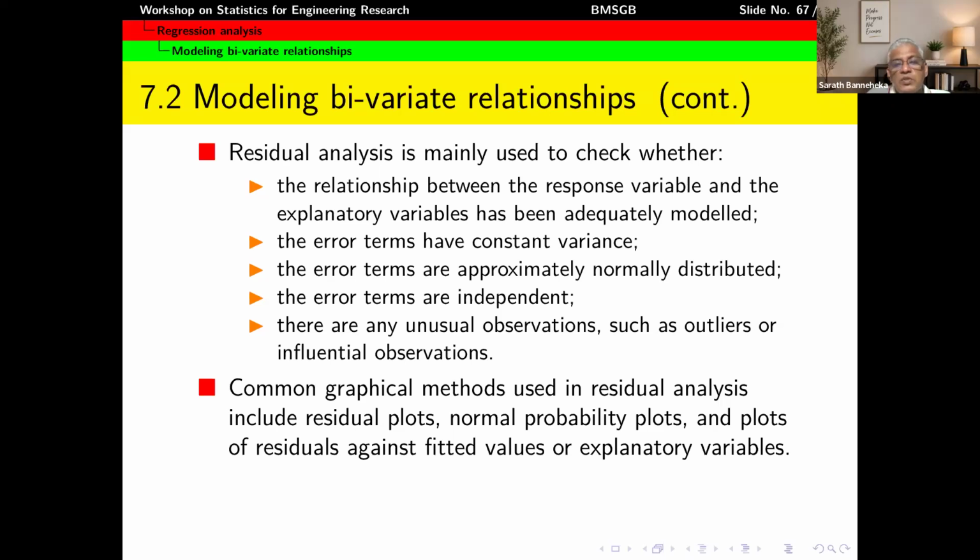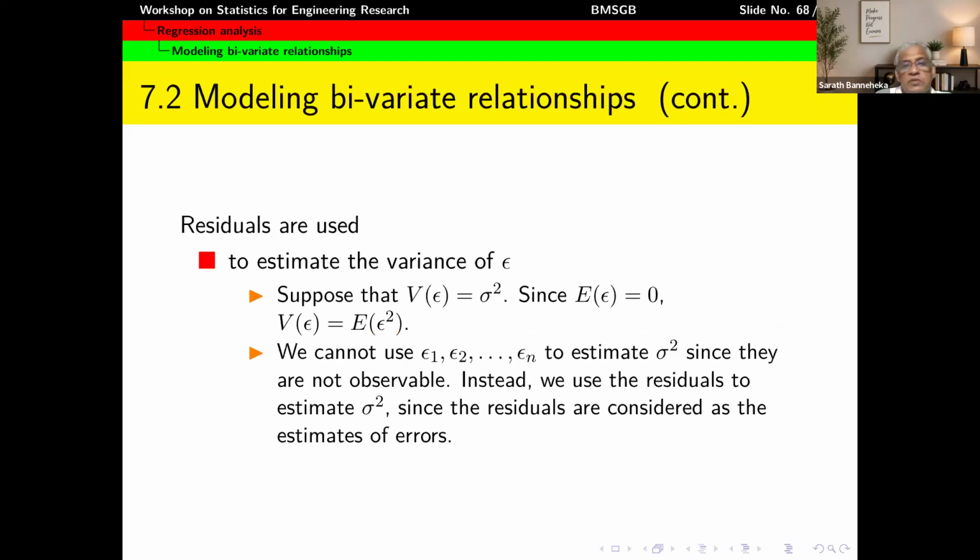So common graphical methods used in regression analysis include residual plots, normal probability plots, and plots of residuals against fitted values or explanatory variables. I will show these things using some examples a little later. So that is one use of residuals, to check the assumptions regarding the model, what we call the model assumptions. So model assumptions are checked using the residual analysis.